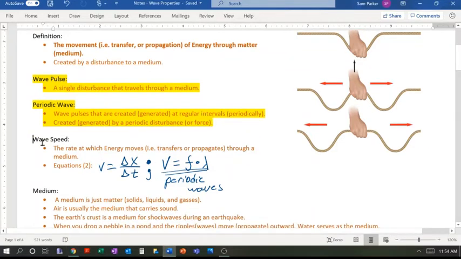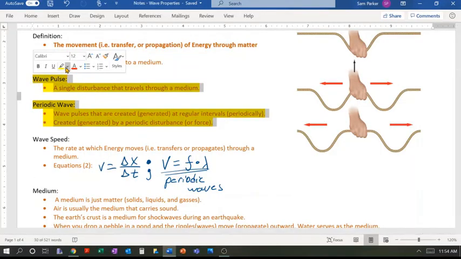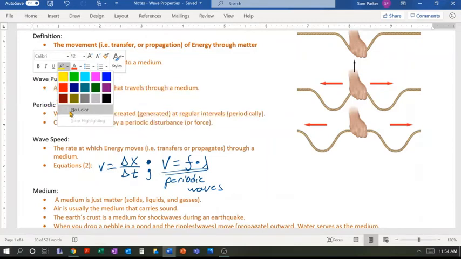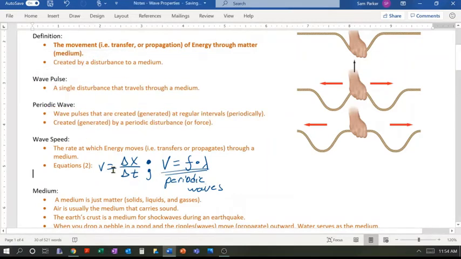Wave speed is how quickly the energy moves through the medium. There are two ways to calculate that. One is what we learned in semester 1: how far it moves over a given amount of time. That would give you the velocity, but this is not a very practical thing to measure, because a lot of these waves, like the speed of sound, go over 300 meters per second, and it's very hard, because of human reaction time and other reasons, to measure things like the speed of sound using this.